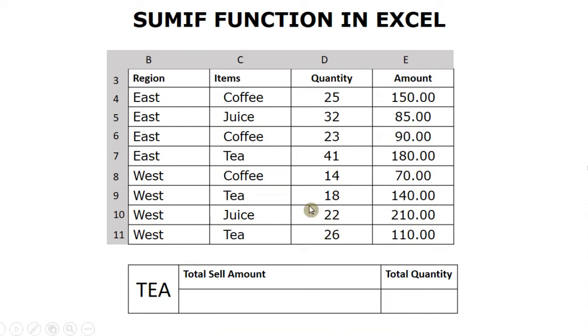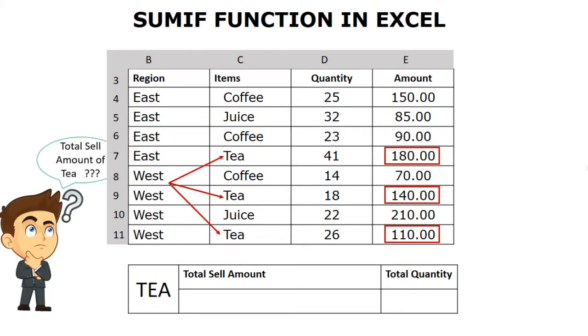From this table, we can see the sold items like tea, coffee, juice, and their quantity and sell amount. How to know the total sell amount of tea? So, like this case, we may use the SUMIF function of Excel.